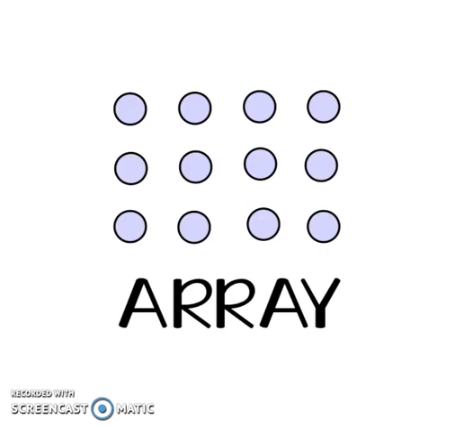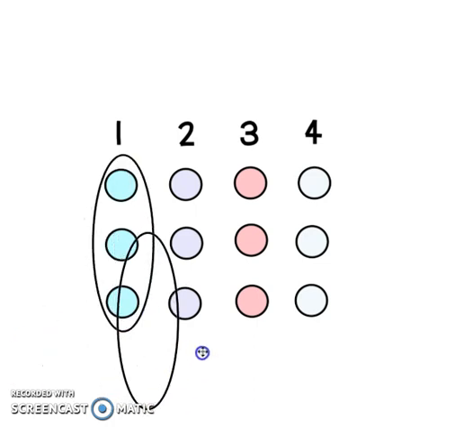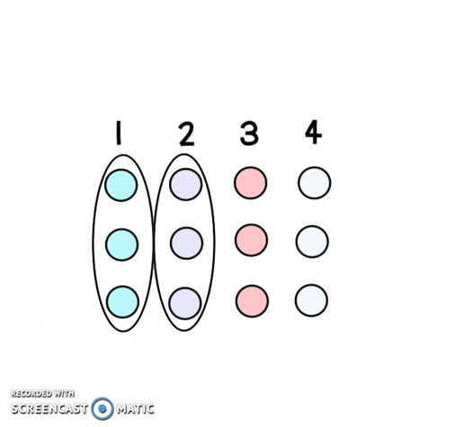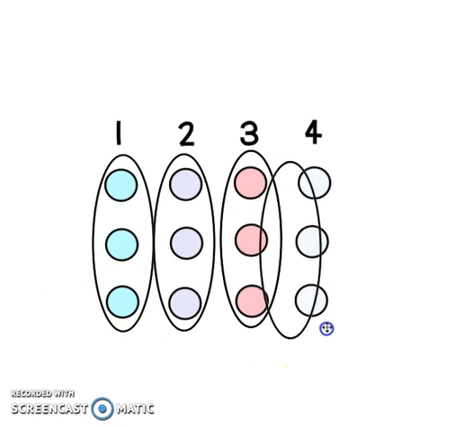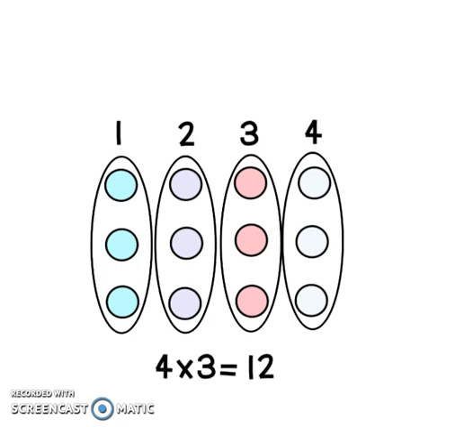What we just made is called an array. It puts the dots into groups, which makes it easier to count them quickly. In this array that we just made, we have 4 groups of 3. So that means we have 4 groups, and each of those groups has 3 dots in it. So 4 groups of 3, or 4 dots times 3 dots, which equals 12 dots. We know we have 12 dots.